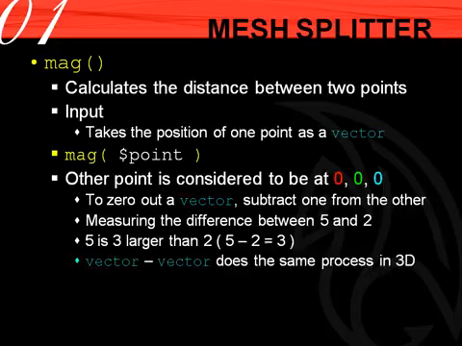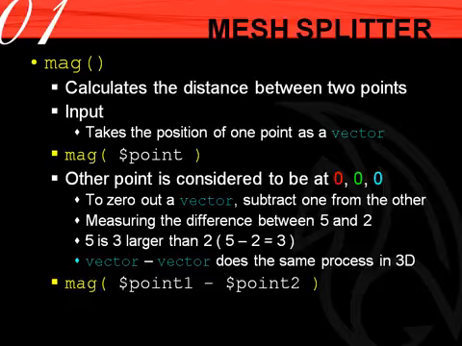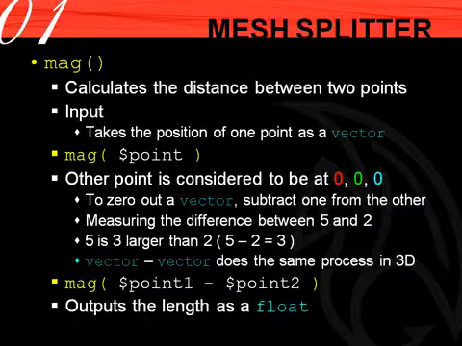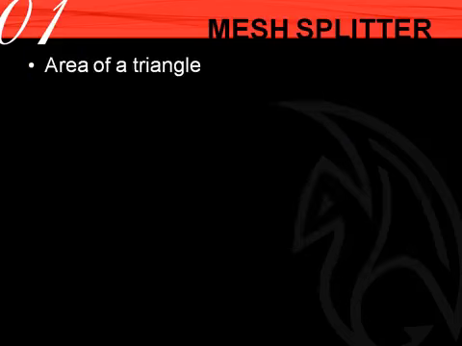Well, by subtracting a vector from a vector, it's essentially the same thing, but in 3D. So what we could do is run the mag command, and inside the mag command, instead of just putting point, we could put 0.1 minus 0.2, and then that'll give the difference, and then find the magnitude or the length between those 2 points, and therefore the length of that edge. And finally, the output of the mag command is a floating point number, which is the actual length of that edge. So now we know how to calculate the length of an edge.